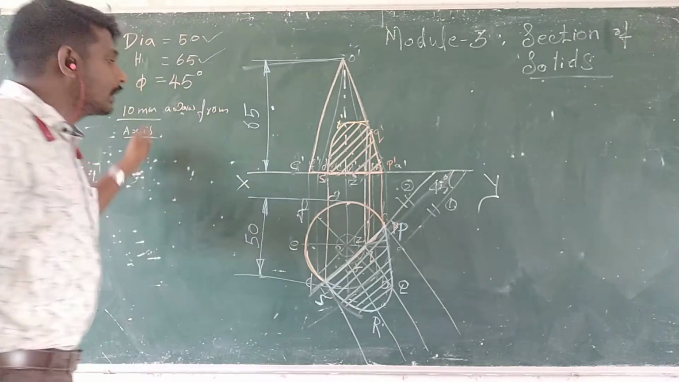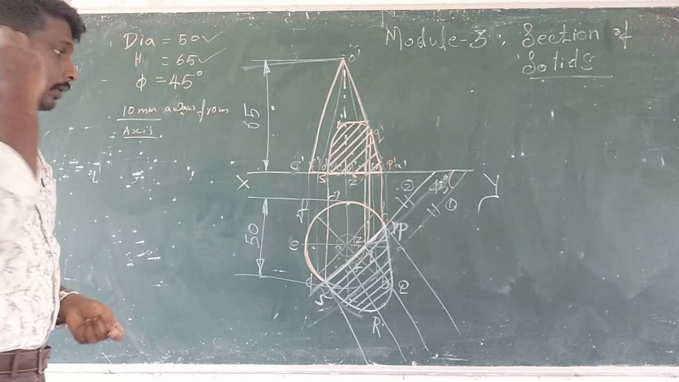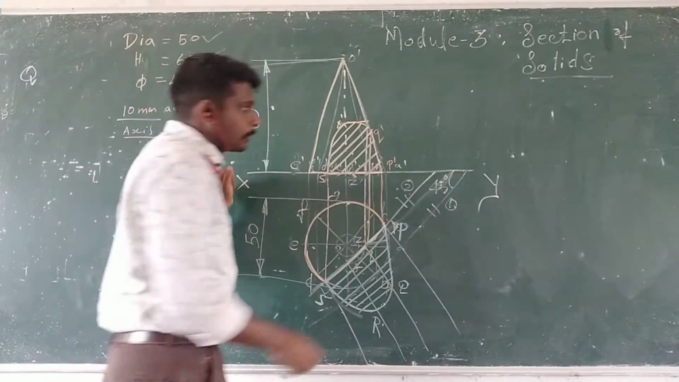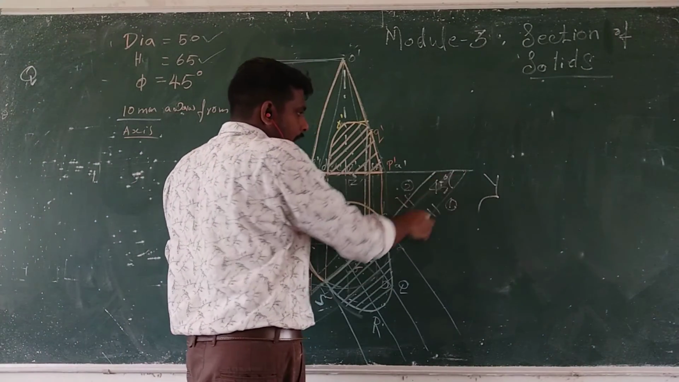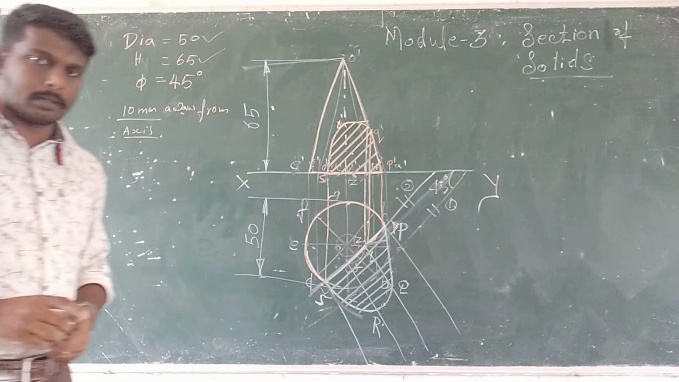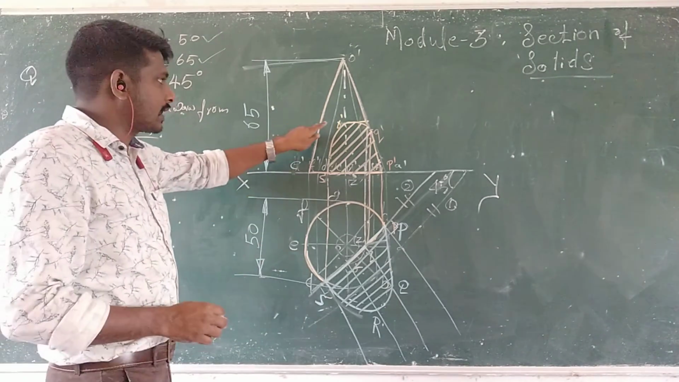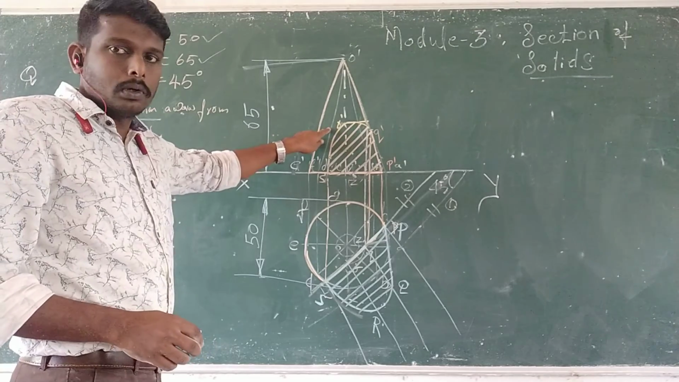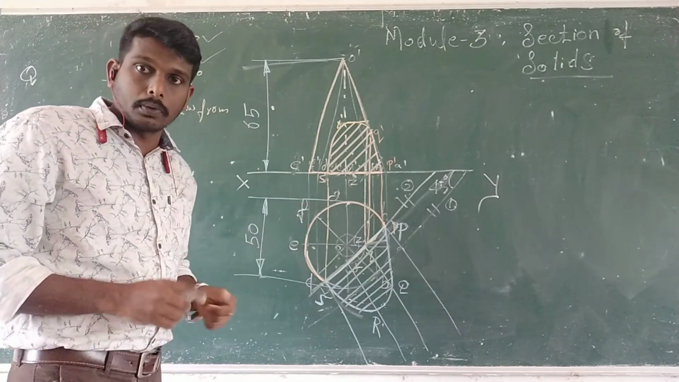Okay, and the inclination of the section plane, that is 45 degrees. So already I have given. Okay, thus the problem is completed. This is a sectioned front view, and this is a sectioned top view. Okay.